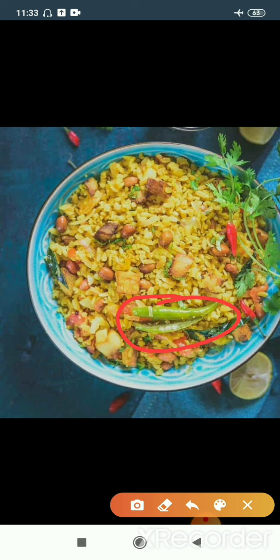Now, how will we separate these chilies from this poha? By using our hands, we can easily separate these chilies from this poha. In short, we just take these chilies and put them beside this plate. So with the help of the hand picking method, we can easily separate chilies from the poha.